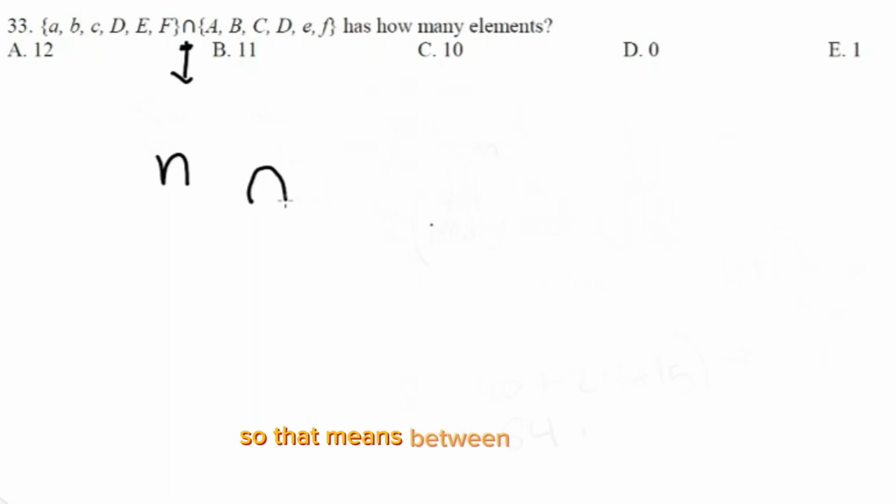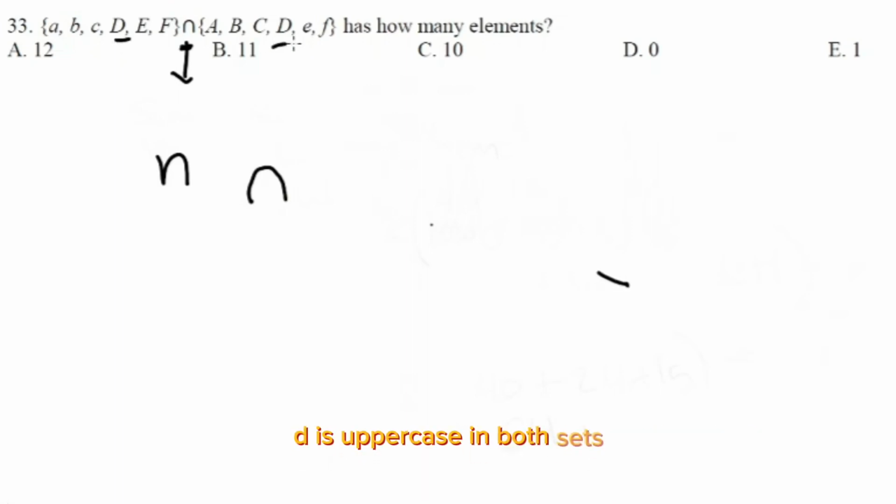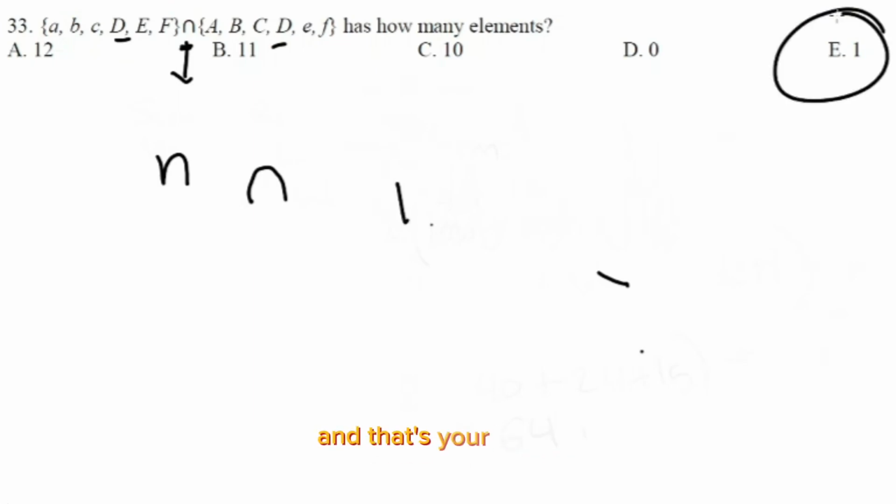That means between the two sets, you're just taking what is in common. You might think everything is in common, because there's A, B, C, D, E, F in both sets. However, if you look at it, some of these are uppercase and some are lowercase. The only one that is the same in both of them is D. D is uppercase in both sets, so that is the only element in common. So that's one element and that's your answer.